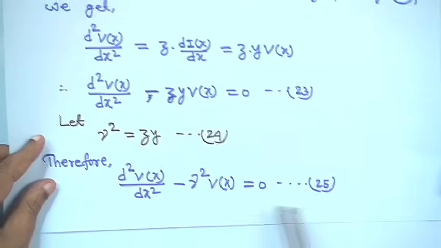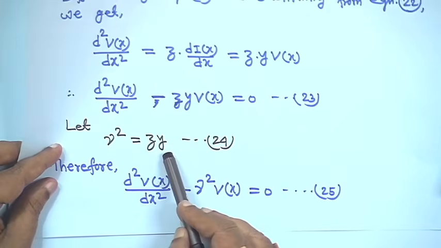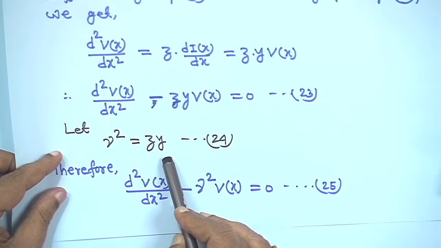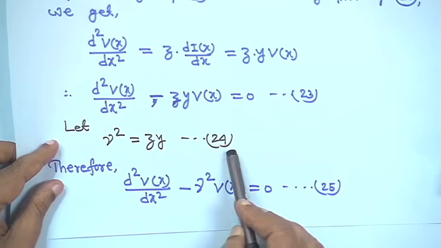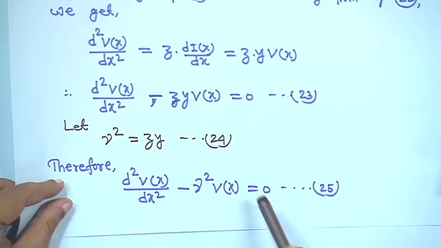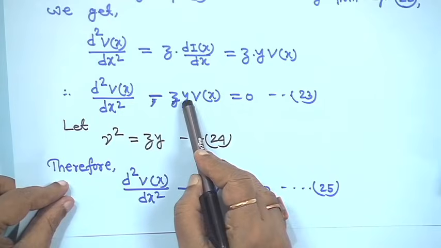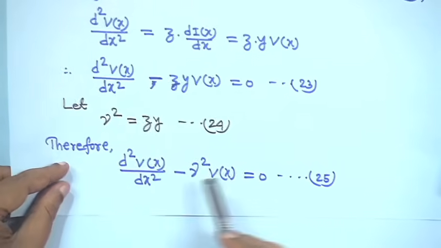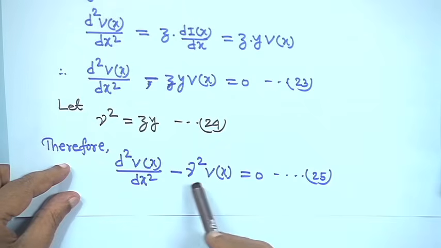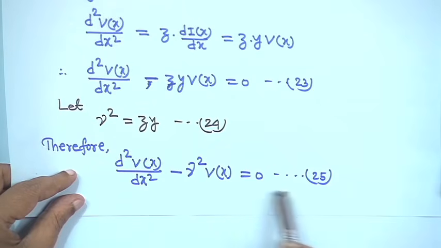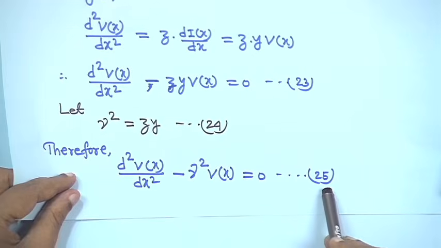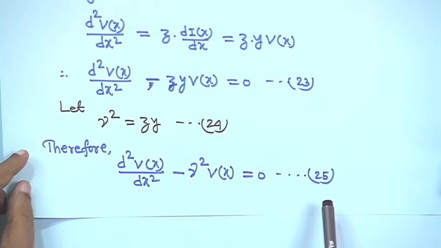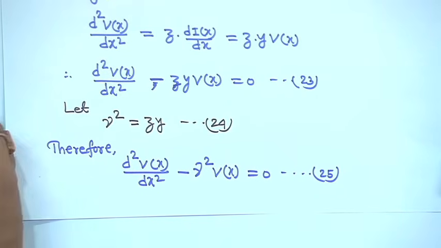Next, you assume gamma square is equal to small z small y. That is gamma square. This is equation 24. Therefore, instead of zy in this equation, you replace zy by gamma square. If you do so, d²Vx/dx² minus gamma square Vx is equal to 0. This is equation 25. So, this is a second order differential equation.